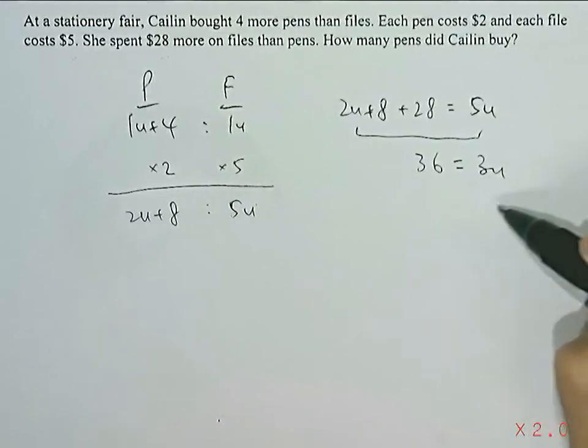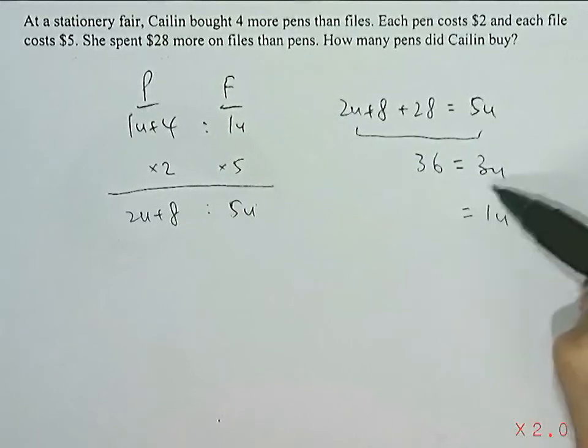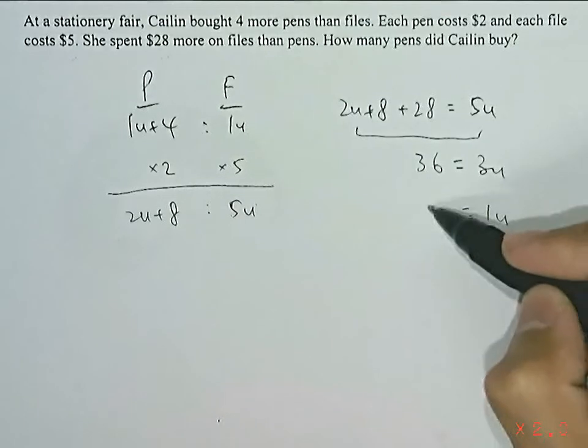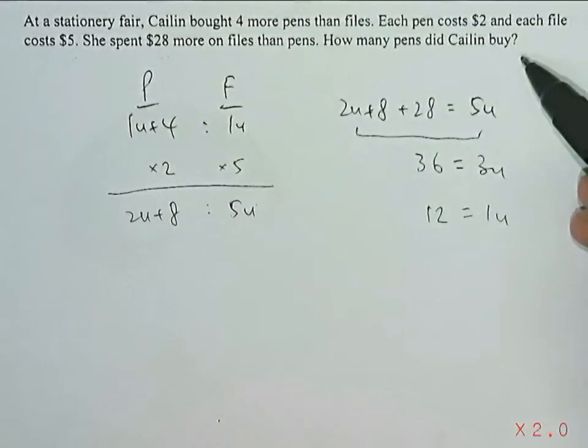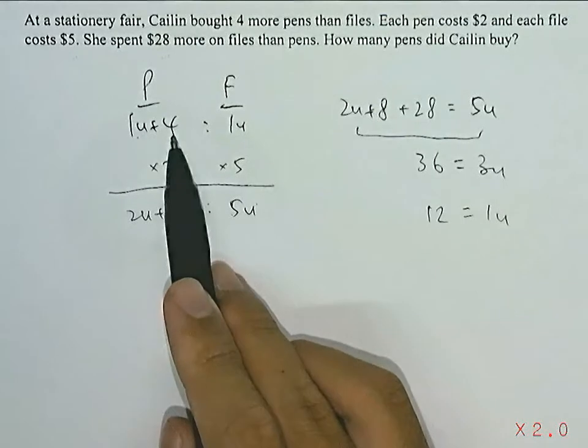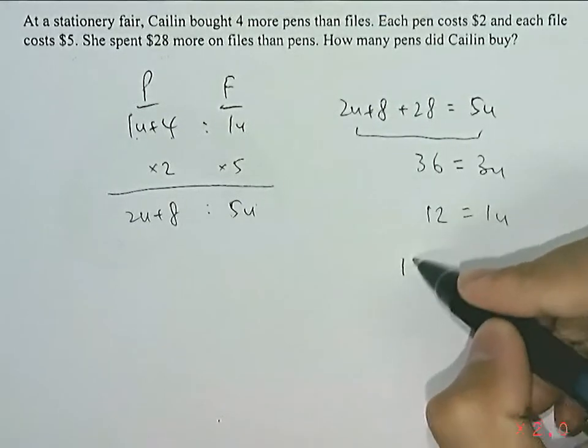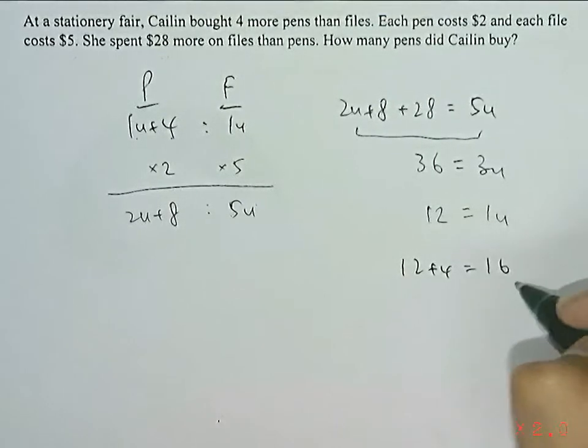So from here, we can easily find 1 unit by taking 36 divided by 3, which gives us 12 for 1 unit. So how many pens did Kaylin buy? That's 1 unit plus 4, so that will give us 12 plus 4, which is 16 pens.